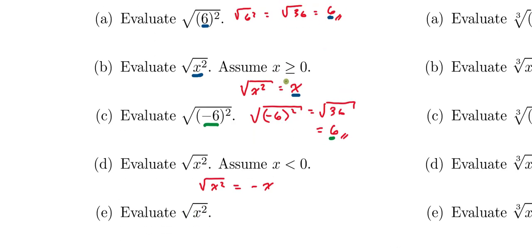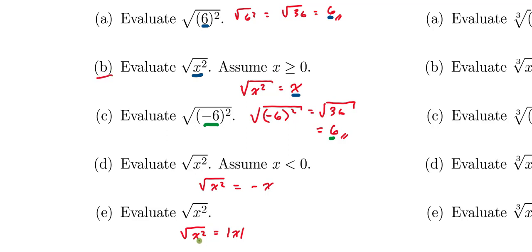Notice I'm not assuming anything about the variable. I'm not assuming that it's greater than or equal to 0. I'm not assuming that it's less than 0. So when we go to take the square root of x squared, we will just put the absolute value of x, meaning if x were positive, or 0, it would return x, just like it did in example B here.